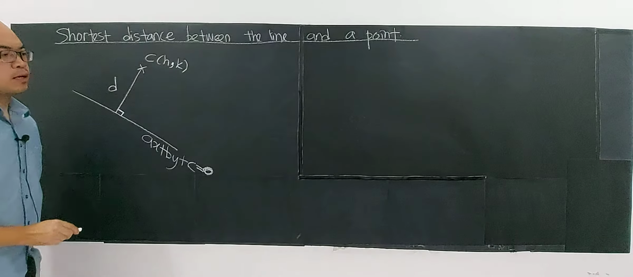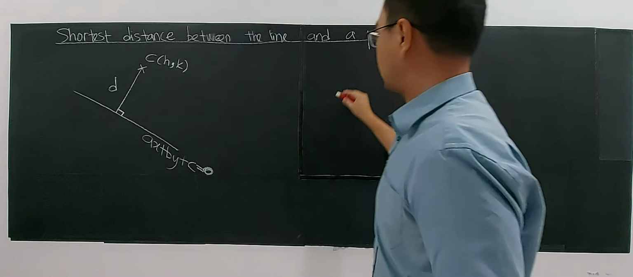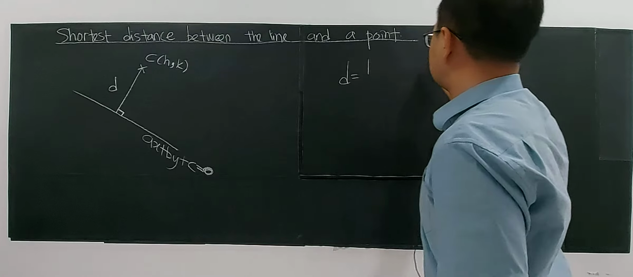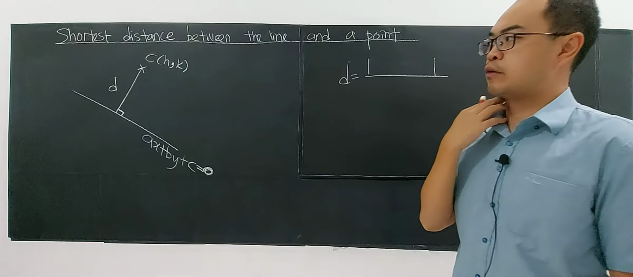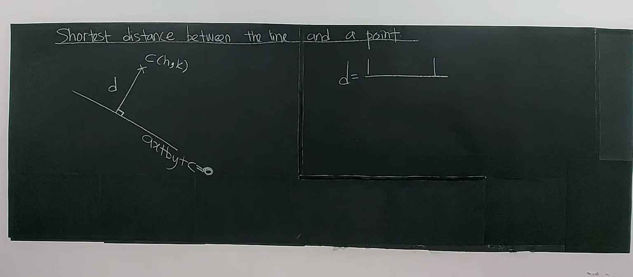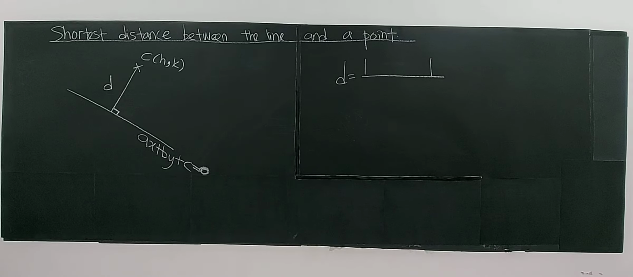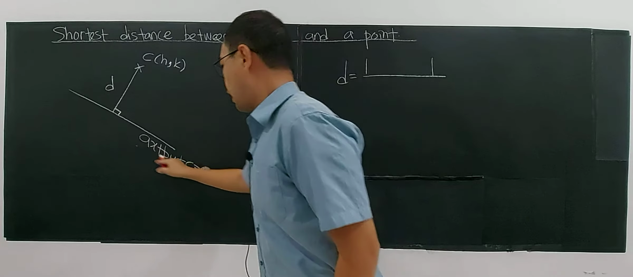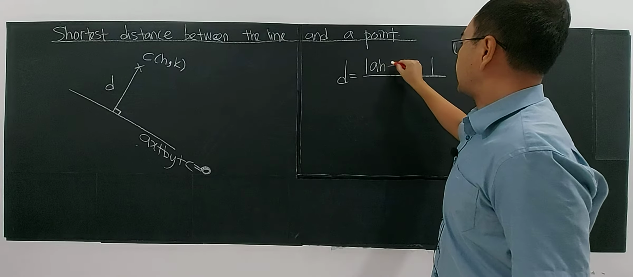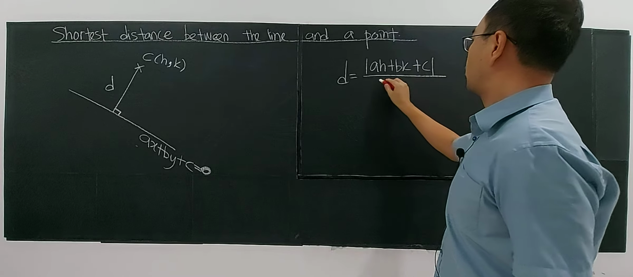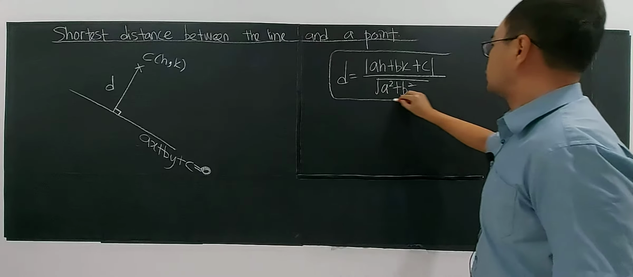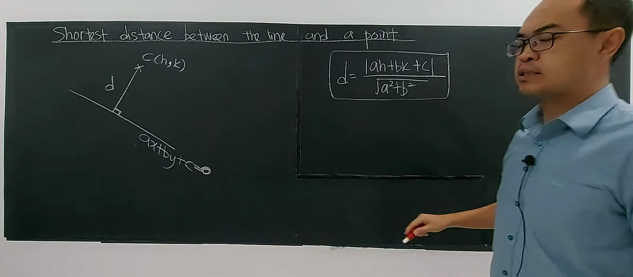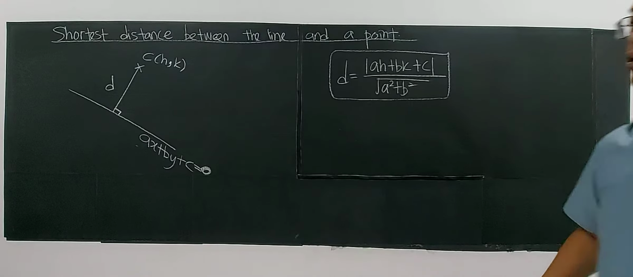The formula of the shortest distance that I'm going to introduce now is very simple, but you need to memorize it. If you don't want to use this formula, you can use another way of finding the shortest distance, but it will be a very long way. So I'll arrange the formula such that it is d equals the absolute value of ah plus bk plus c over the square root of a square plus b square. When you see the formula it seems complicated, but I'm going to tell you how to apply it.